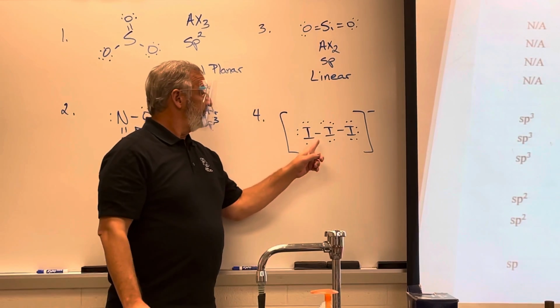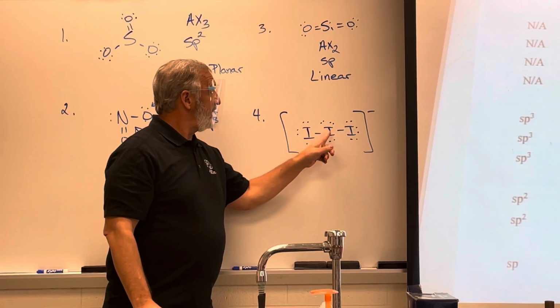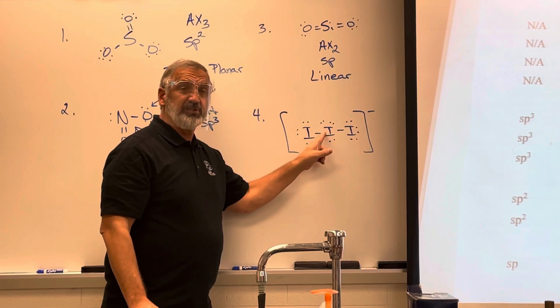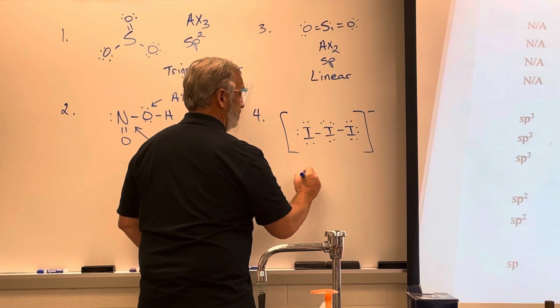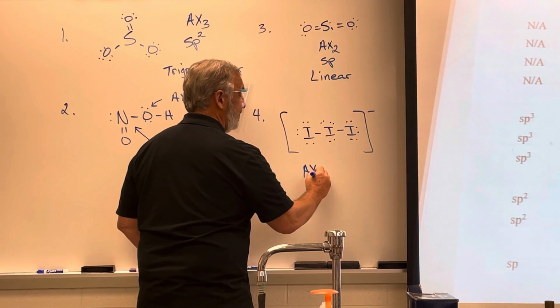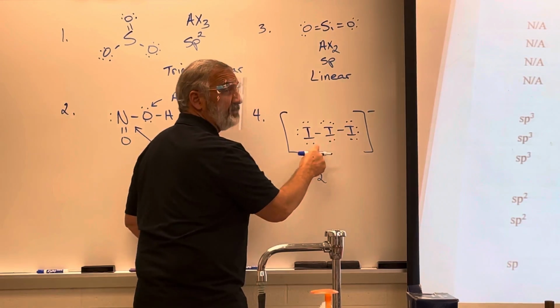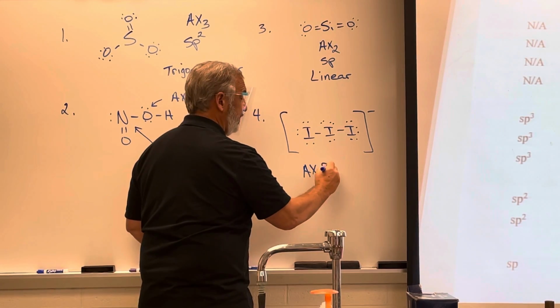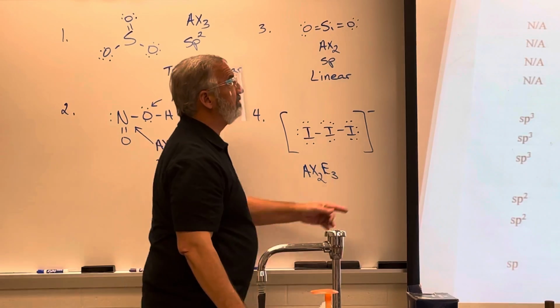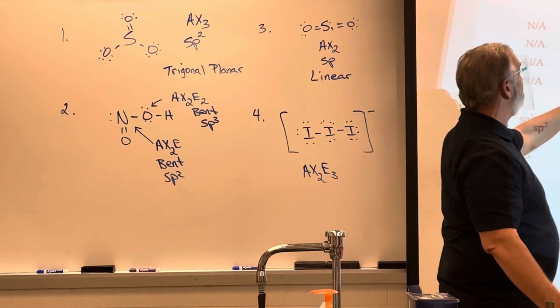Now, here we go. What's the AX formula? We only look at the central atom. That's the only thing we look at. AX2, 1, 2, and then how many lone pairs? E3: 1, 2, 3. So you come up here: AX2E3.